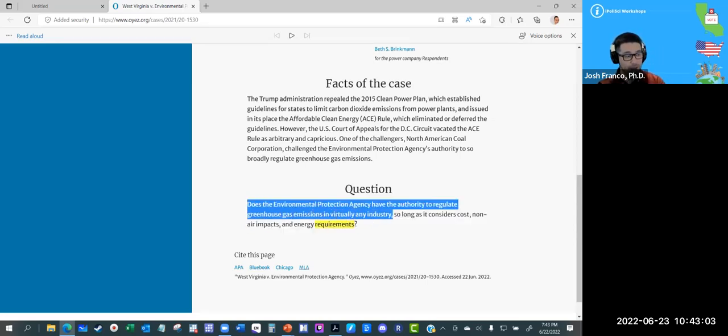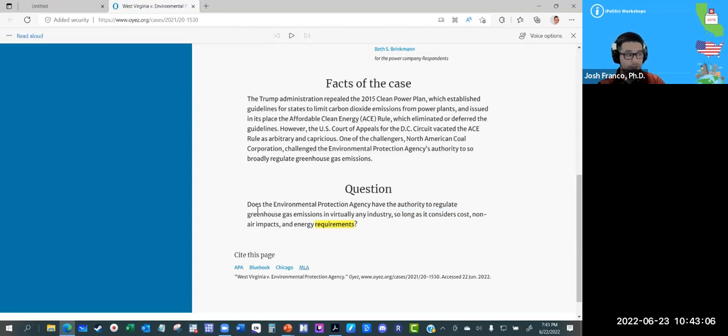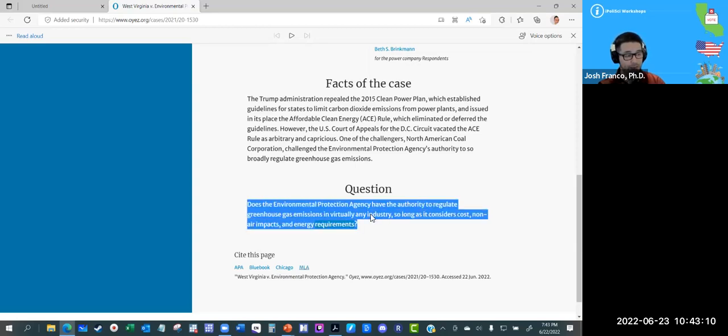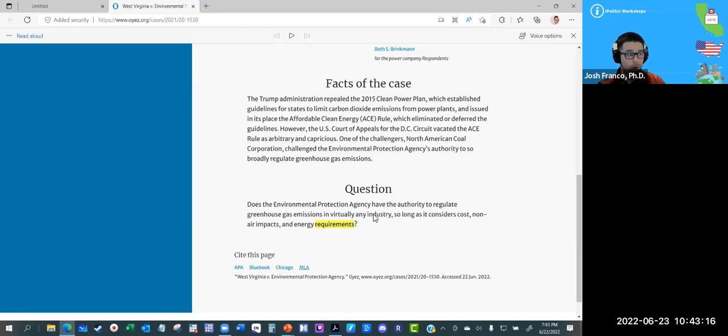And because this is a yes or no question, the Supreme Court will answer saying, yes, the EPA has the authority to regulate greenhouse gas emissions in virtually any industry, so long as it considers the cost, non-air impacts, and energy requirements, or no, it does not have the authority to regulate.